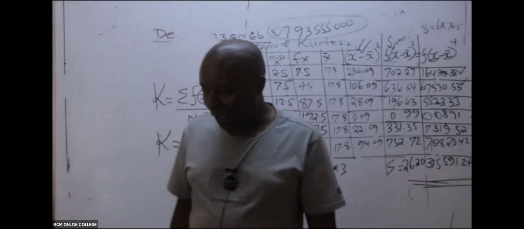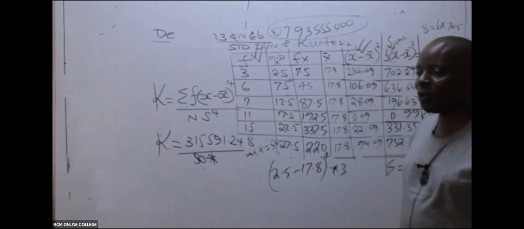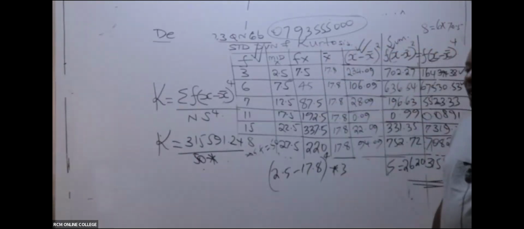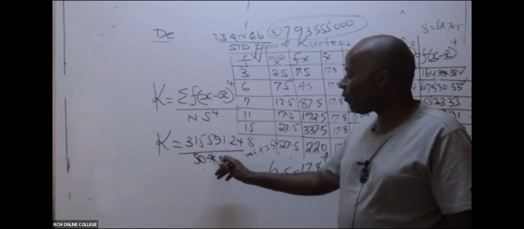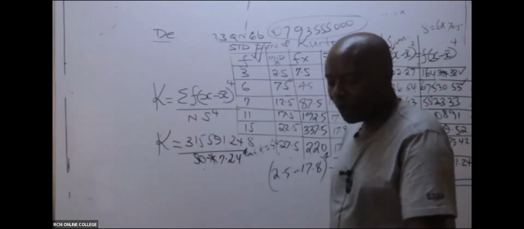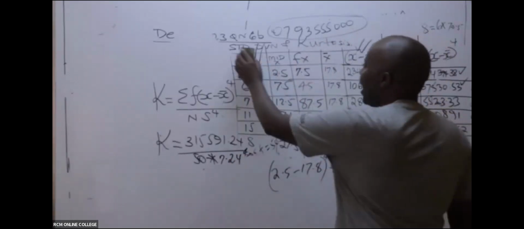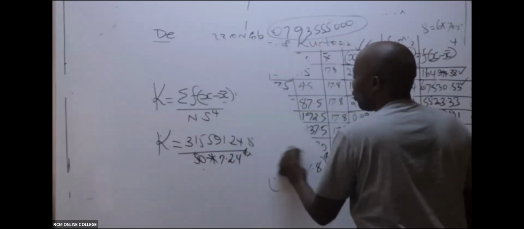Are you able to remember the standard deviation? Somebody, standard deviation? Standard deviation, we got it. What is it? 7 point something. 7.24. So we have here 7.24 raised to power 4.